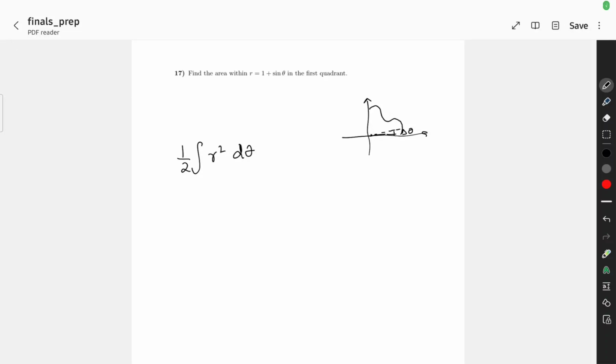Coordinate setup: we need to find the area of a given curve for the first quadrant. We know the first quadrant is from 0 to pi by 2, so we're clear about that. But how do we integrate?